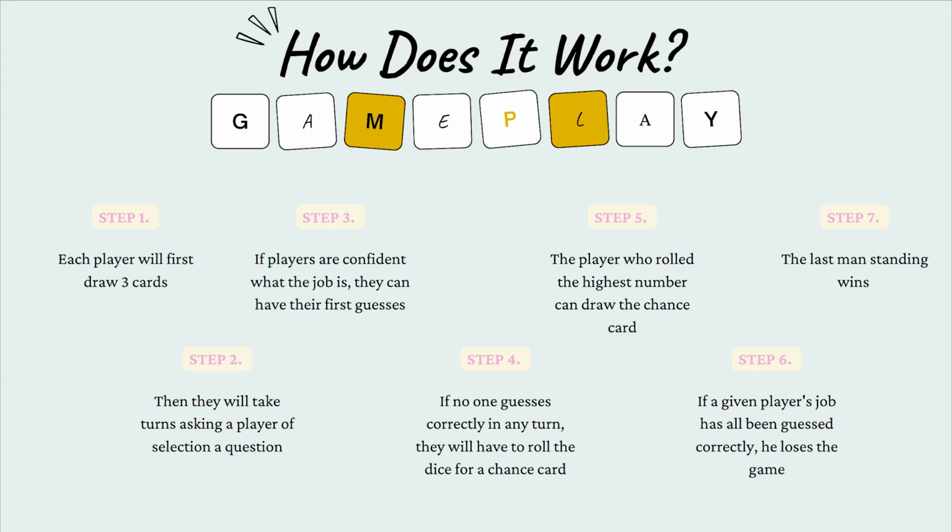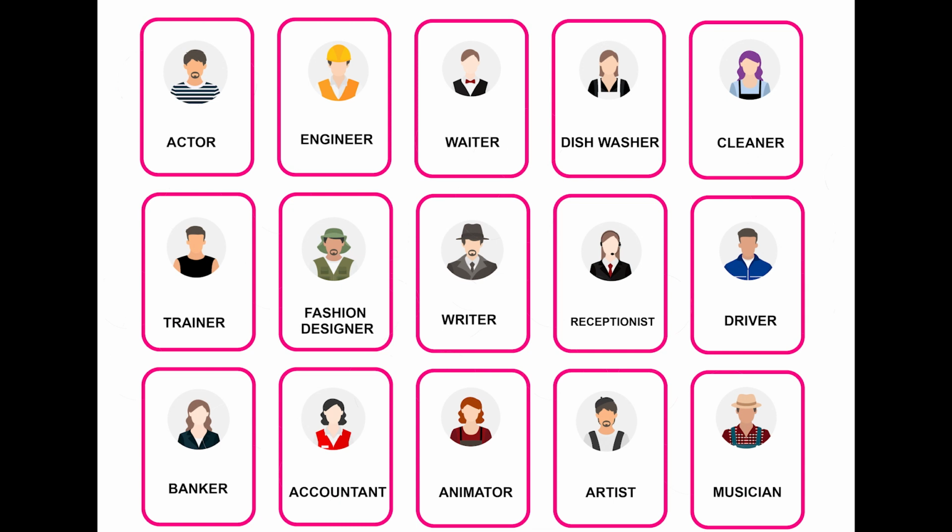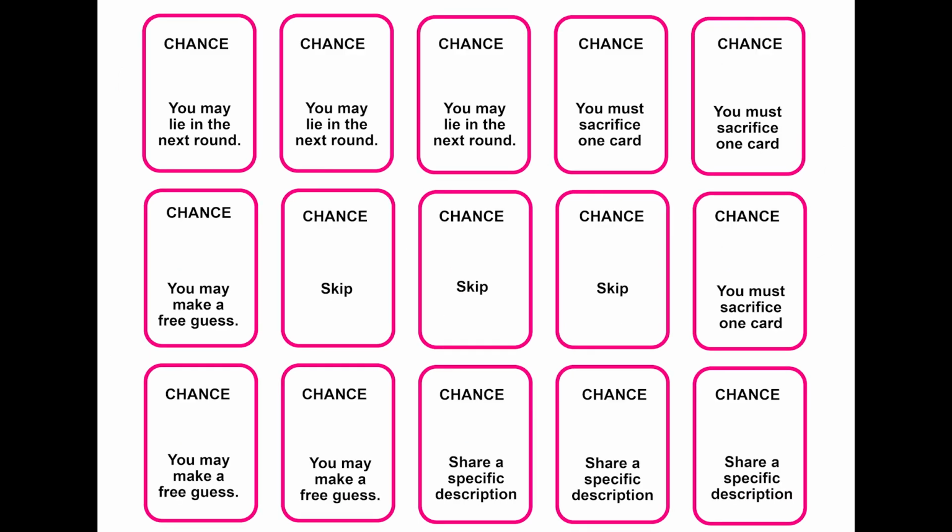To dig a little deeper, here are the occupations we have. We have actor, engineer, writer, waiter, driver, animator, etc. And here is the chance card. We have: you may lie in the next round; you must sacrifice a card, meaning you'll be a step closer to losing the game; you can skip a turn; you can make a guess without any consequences. And finally, there is one that requires you to share a specific description of one of your job cards.